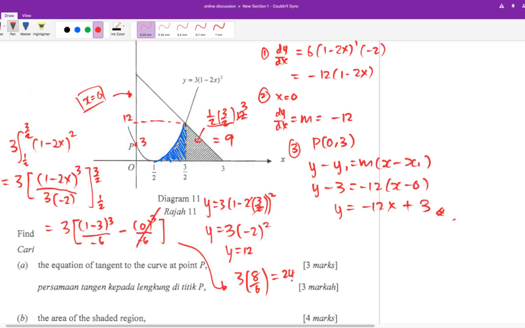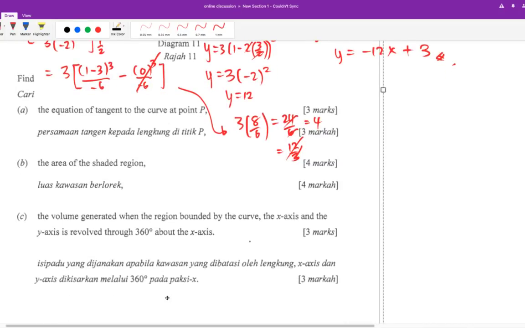Okay, this one will be 24 over 6. Both can also be divided by 2, 12 over 3. Right, so you want to find the shaded area. It will be 12 over 2. Yeah, we can divide. This is just 4, sorry, equals to 4. 4 plus 9. Alright, so if you ask me about the total shaded area, it will be 4 plus 9, which is 13 unit square.